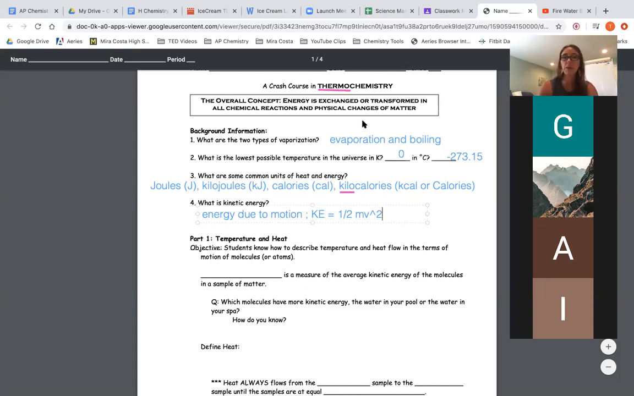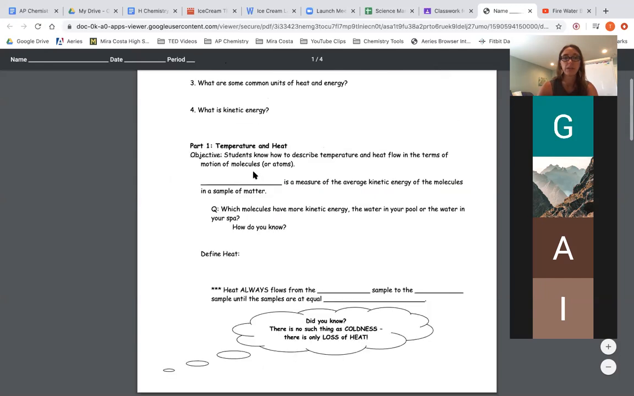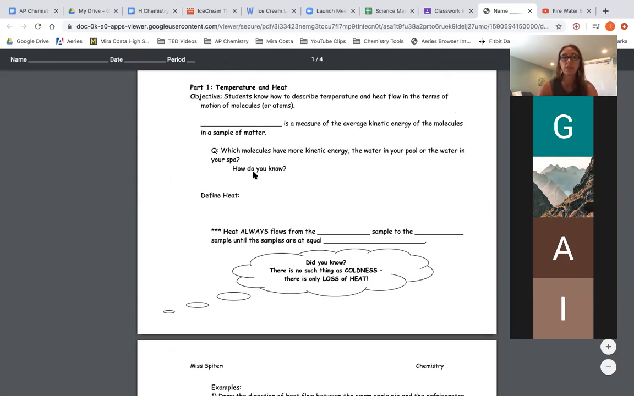All right, so let's go on. Part 1 says temperature and heat. So the objective of this part is that you guys know how to describe temperature and heat flow in terms of the motion of molecules or atoms, okay? So I'm going to clear everything out so that I can scroll down here a bit. We can do this together. So students know how to describe temperature and heat flow in terms of motions of molecules or atoms.